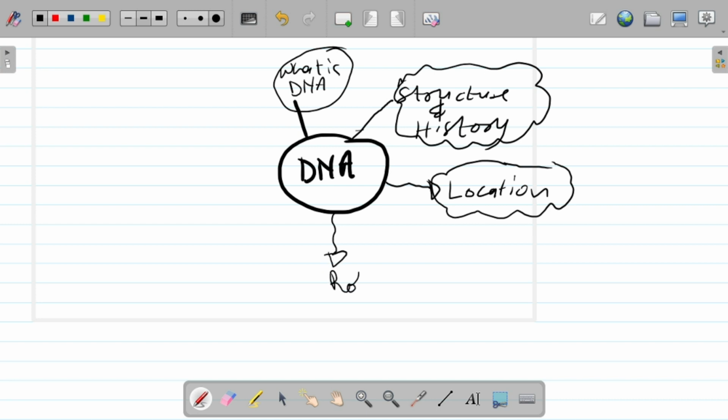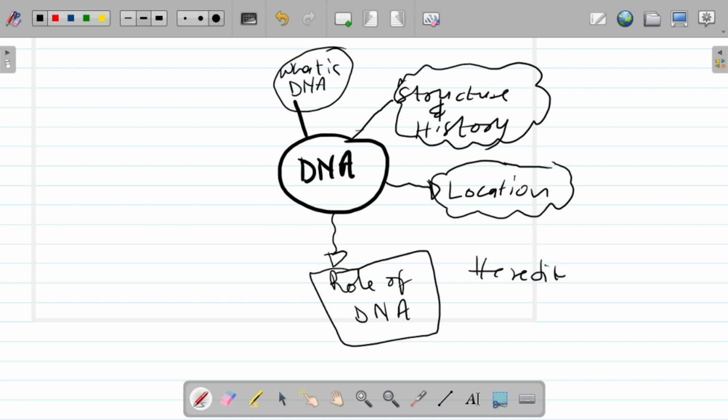Then, after we look at where we find it, we're going to be looking at the role of DNA. What is the function of DNA? Why do we have DNA? For example, we're going to be looking at heredity. What is heredity? Heredity is basically passing on genes from the parent to the offspring.